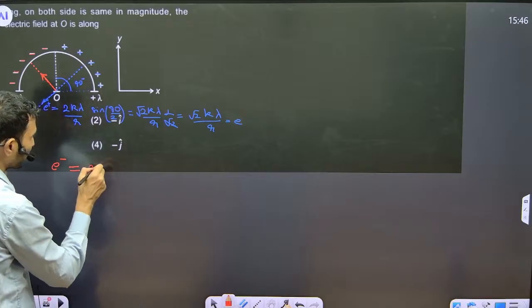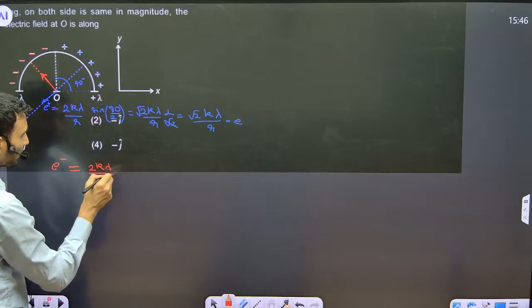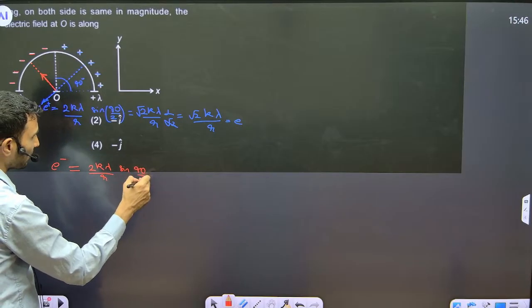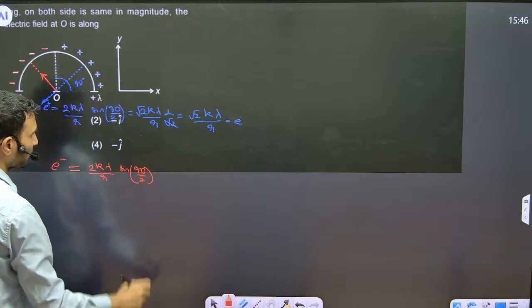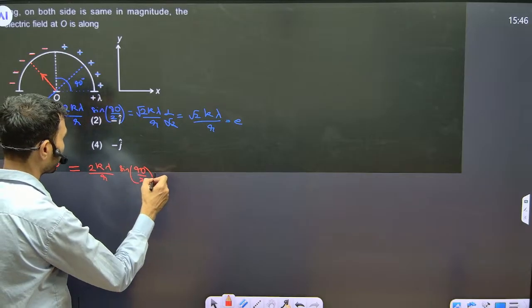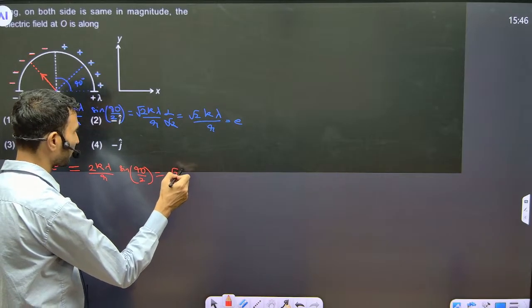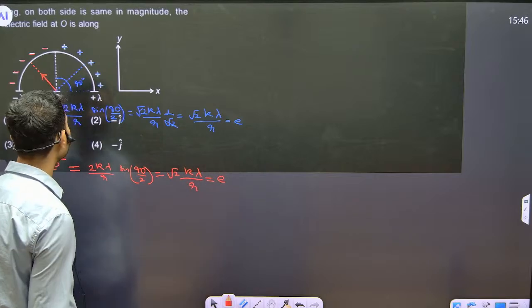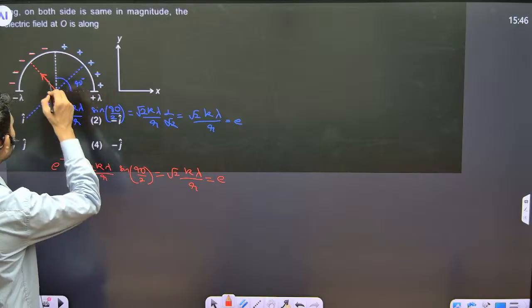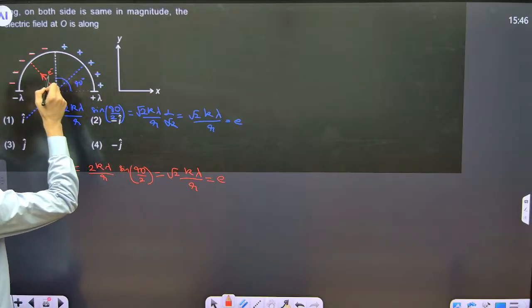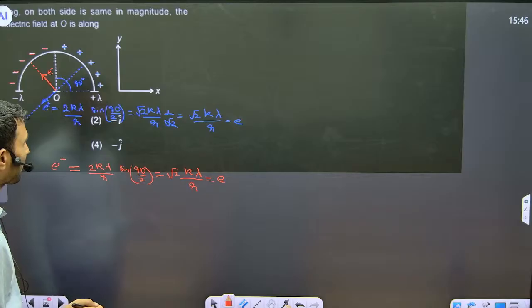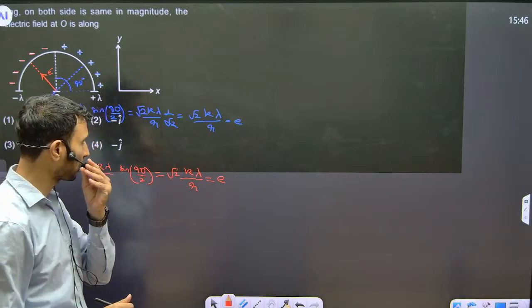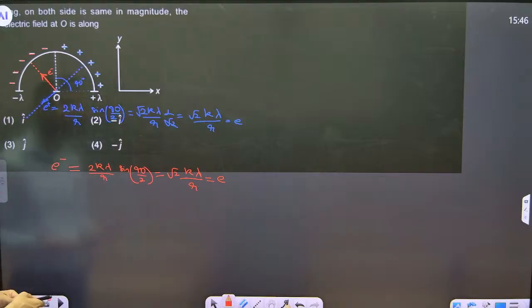That will be 2k lambda by r into sine of 90 by 2. Sine 90 by 2 is 1 by root 2. That makes it root 2 k lambda upon r. We'll call this also E. So both are E basically. That's E plus and this is E minus, but E plus and E minus are both equal. You can see both magnitudes are equal, root 2 k lambda by r, common magnitude.